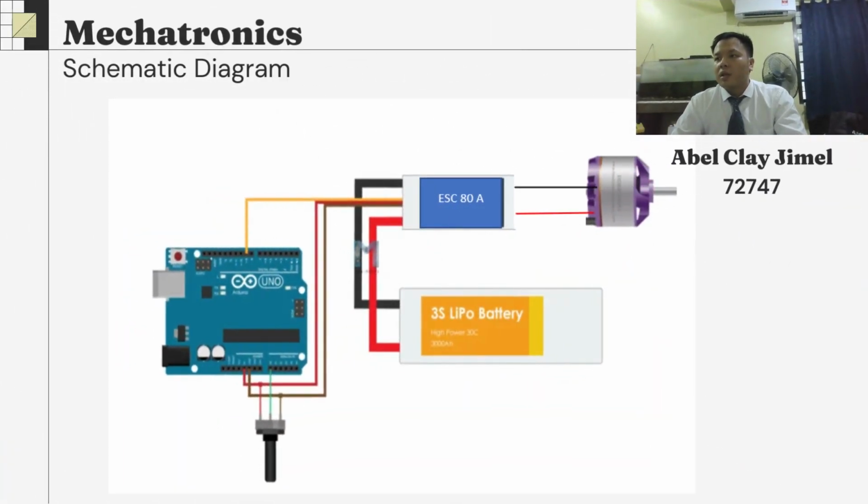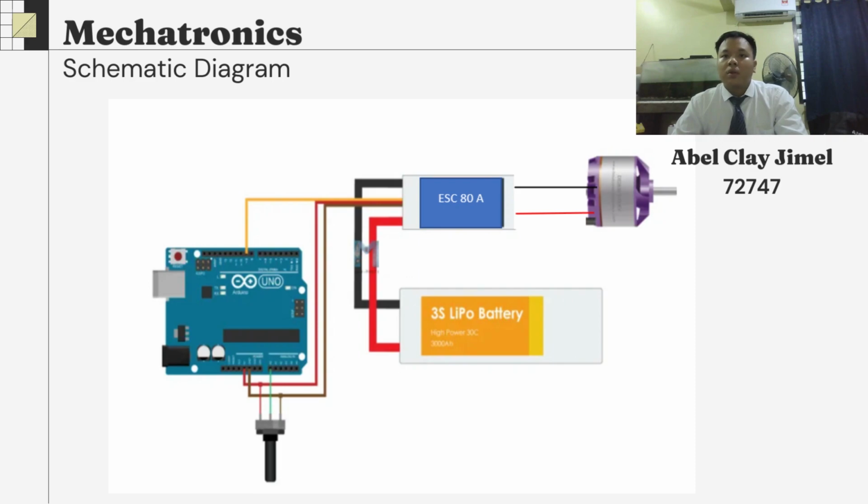So this is the schematic diagram for our electric pump cutter tool. As shown in the schematic diagram, the signal wire from the ESC is linked to the Arduino Uno board, and the 3S lithium polymer battery is directly attached to the ESC to provide power. The potentiometer is then attached directly to the Arduino board pin.